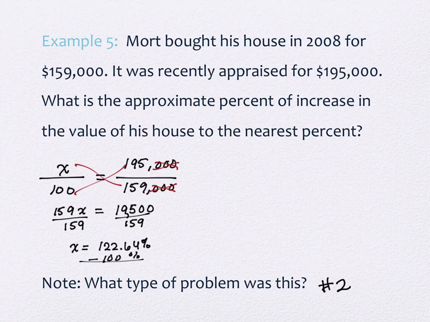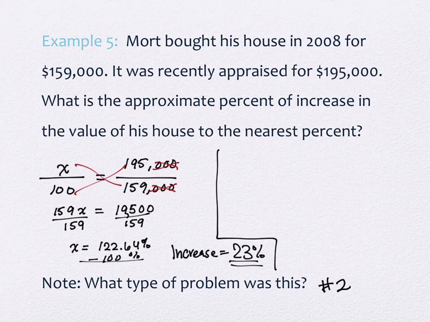So our increase, I'll write it over here, is, and I'll go ahead and do the rounding now, it's 23%. The increase is 23%. And this is a pretty good way of doing this problem, but again, you still need to remember at the end to answer the question that was asked. So the answer is not 123%. The answer is 23%.